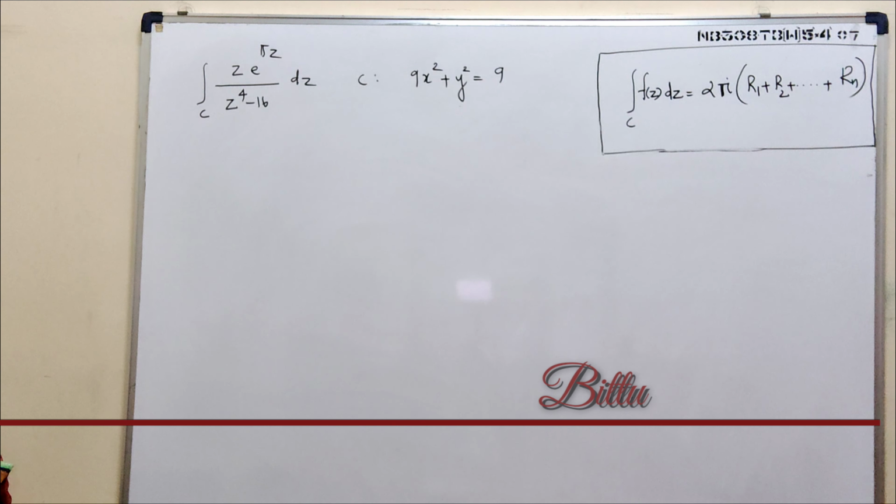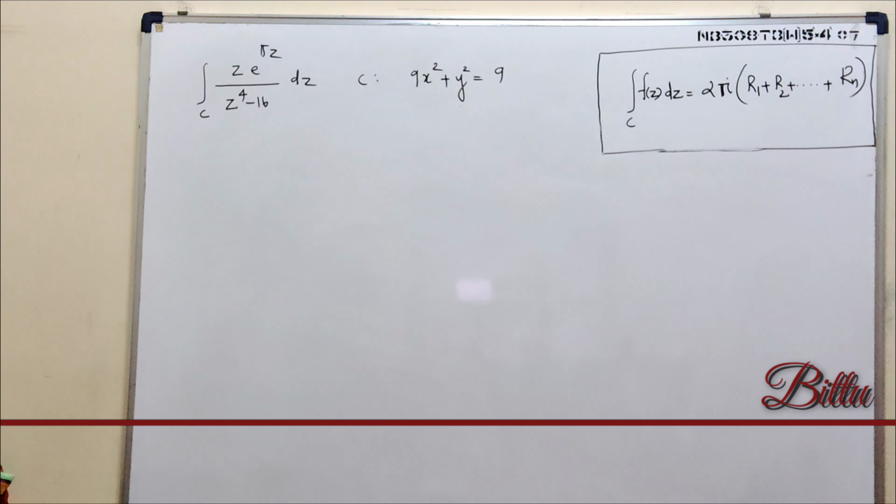In this video, I am going to evaluate a few complicated contour integrals. Consider a previous university question: the integral over C of z e raised to 5z by z raised to 4 minus 16 dz, where C is the ellipse 9x square plus y square equal to 9.